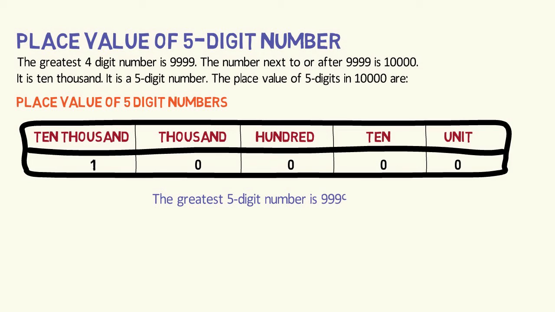Place value of 5-digit number. The greatest 5-digit number is 99,999.